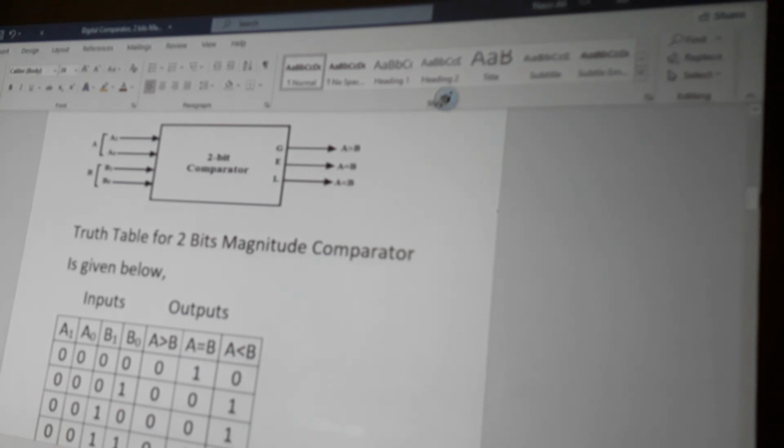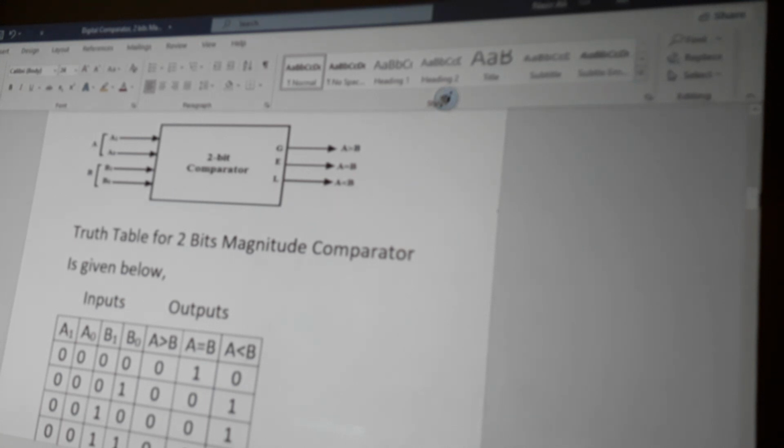Then we will draw the truth table. In the truth table, we have inputs and outputs. On the input side, we have A1, A0, B1, B0, and on the output side, we have three columns: A is greater than B, A is equal to B, and A is less than B.